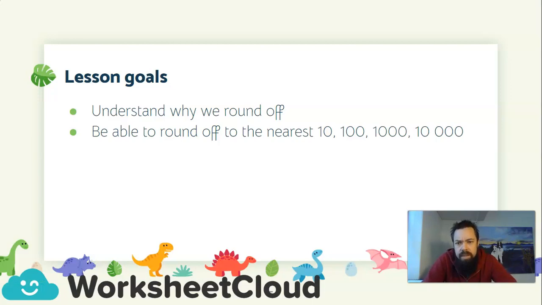So our goals today are to understand why we round off, when are the times that we need to round off, and then be able to round off to the nearest 10, 100, 1,000, 10,000. Although honestly, after this lesson, if you've understood those, you'll probably be able to round off to the nearest 100,000, to the nearest million. It just follows the same pattern at every single step.